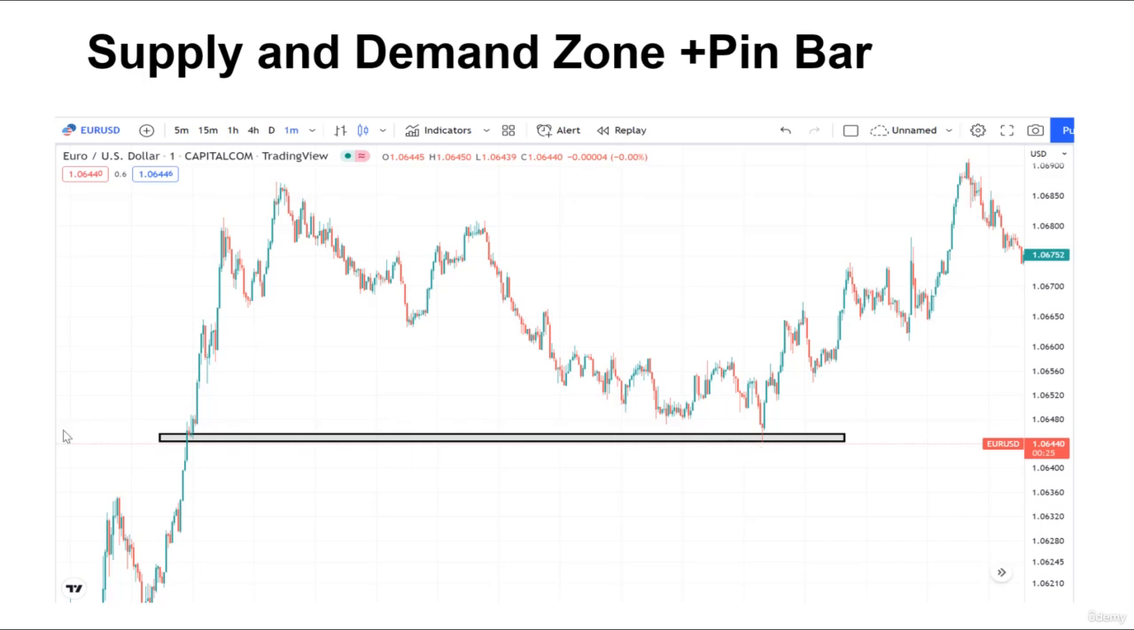So you see that there was a kind of historical support here and demand zone. Anyway, and this is just 1 minute, okay? The chart shows just 1 minute. It's not that much long. This amount is maybe some hours, not more than some hours.